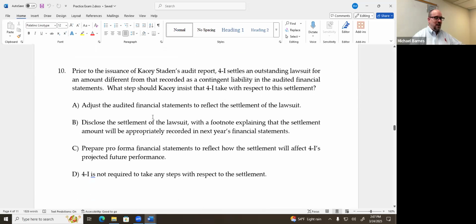All right, prior to the issuance of Casey Staten's audit report, 4i settles an outstanding lawsuit for an amount different from the recorded contingent liability in the audited financial statements. What step should Casey insist that 4i take with respect to the settlement? So a contingent liability related to a lawsuit, type 1 or type 2, guys? Type 1, it's a type 1 subsequent event. We only have one type of criteria for a type 1 subsequent event. We force them to adjust the financial statements to reflect the settlement of the lawsuit. Type 1s always result in adjustments to the financial statements.